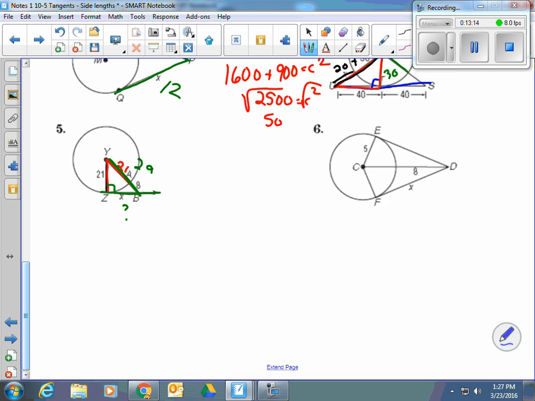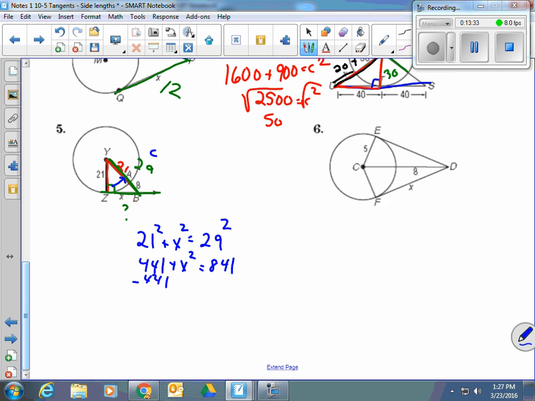So how can I find this one right here? 29 squared, 21 squared. Well, remember, the one across from the 90 is your C. Oh, yeah. So it's 21 squared plus x squared equals 29 squared. So it's 441 plus x squared equals 841. Subtract the 441 from both sides. 400. Take the square root, so x equals 20. So what you got?